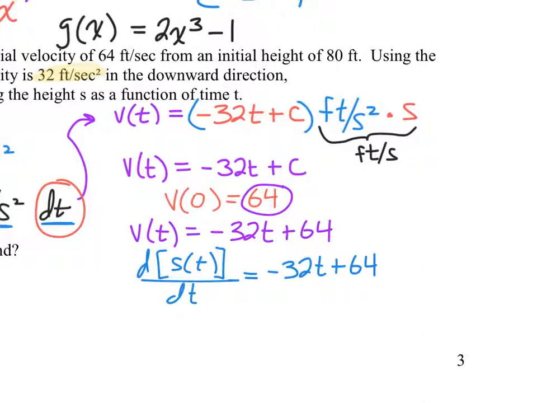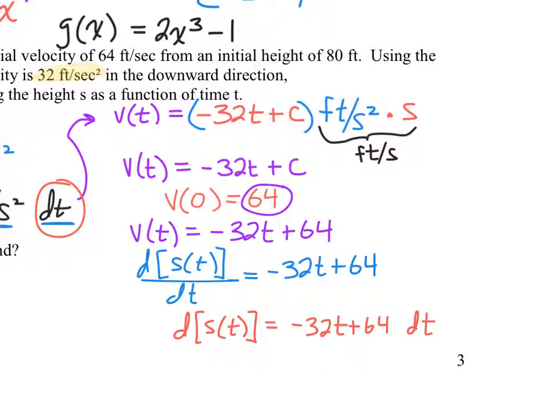That's a differential equation. We put it in differential form. It's ds of t is equal to negative 32t plus 64 dt.